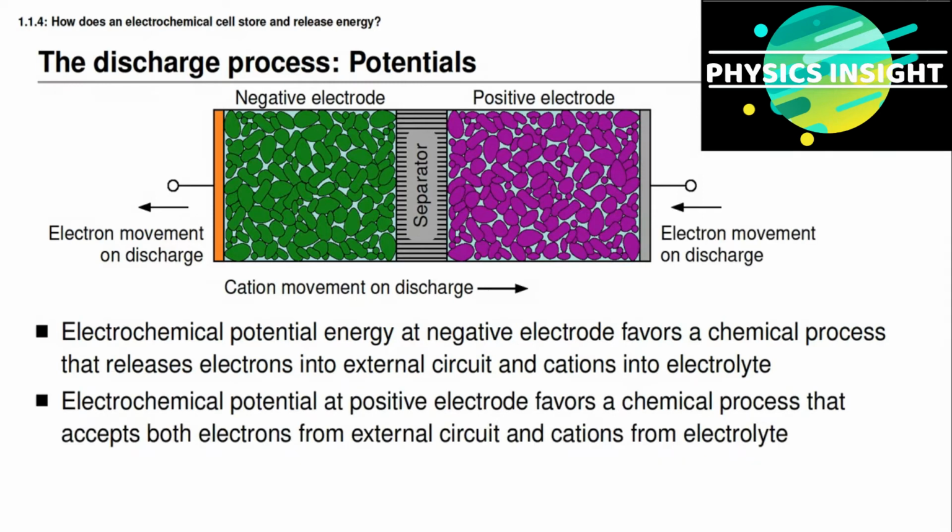In a similar way, the positive electrode stores up electrochemical potential energy, but in this case the potential energy favors a different chemical process whereby it accepts electrons from the external circuit and accepts positively charged cations from the electrolyte in order to reduce its potential energy. And again, it's only when the circuit external to the battery is completed that the resistance that prohibits this energy from being turned into useful electrical energy is removed. And it's the combination of the potential energy stored in the negative electrode and the positive electrode together with this external circuit that makes this entire discharge process possible.